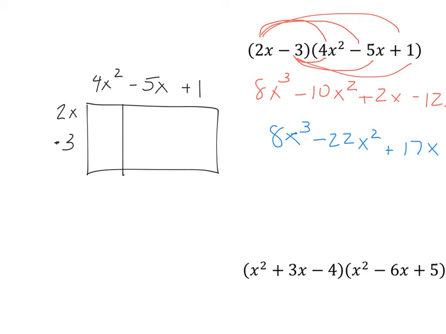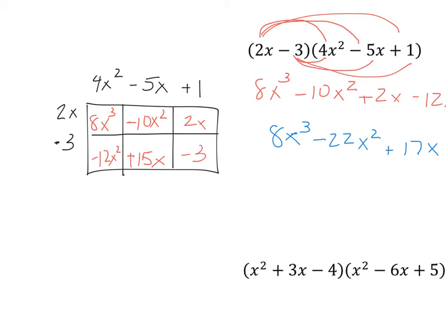And I'm going to make a box. So, a box for every piece. Now I'm going to multiply. So 2x times 4x squared, just like the FOIL, I'm going to get 8x cubed. 2x times negative 5x is negative 10x squared. Then I get 2x. Negative 12x squared goes here. Negative 15x goes here. Actually, a positive 15x because negative 3 times a negative 5 is positive, and then a negative 3.